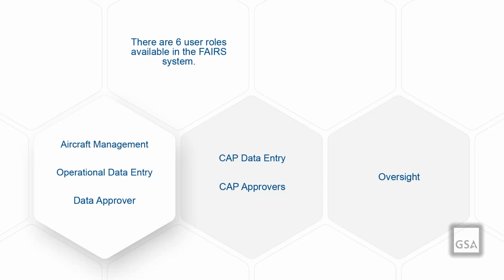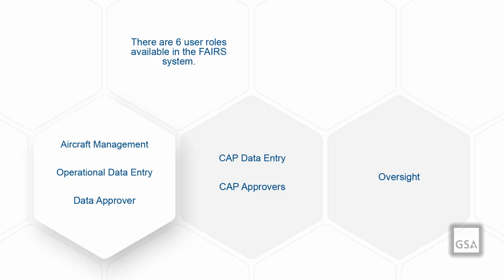The second is Operational Data Entry, which is responsible for entering the operational data for the current quarter and the previous quarter. The third is Data Approver, which is responsible for approving assets, including new assets, transfers, and disposals. The fourth is CAP Data Entry, which is responsible for creating the business case summaries for their agency. The fifth is CAP Approvers, who are responsible for approving the business case summaries.